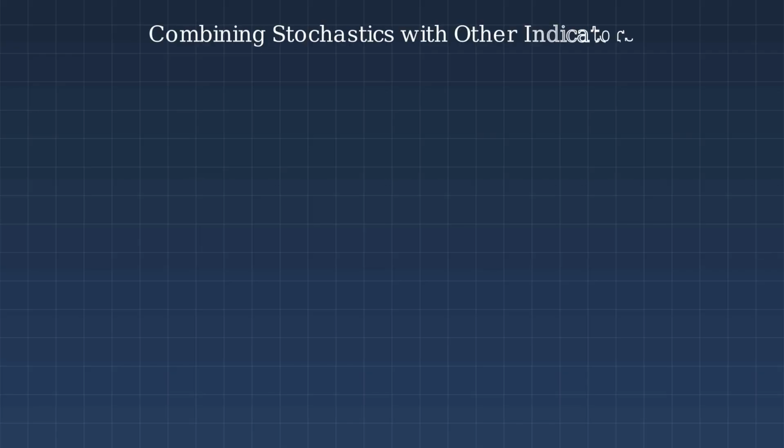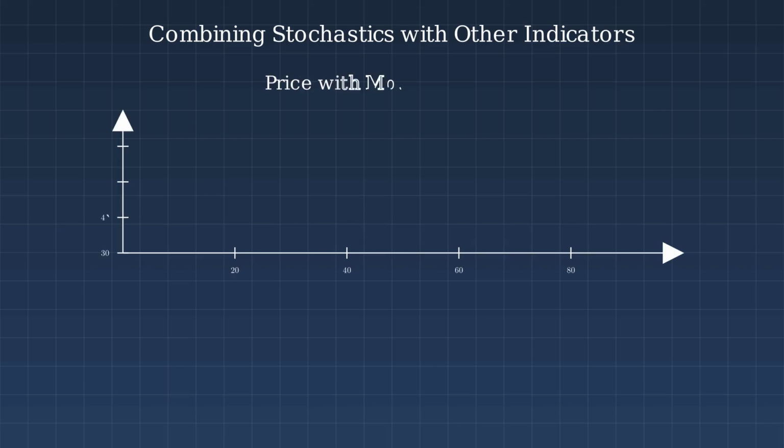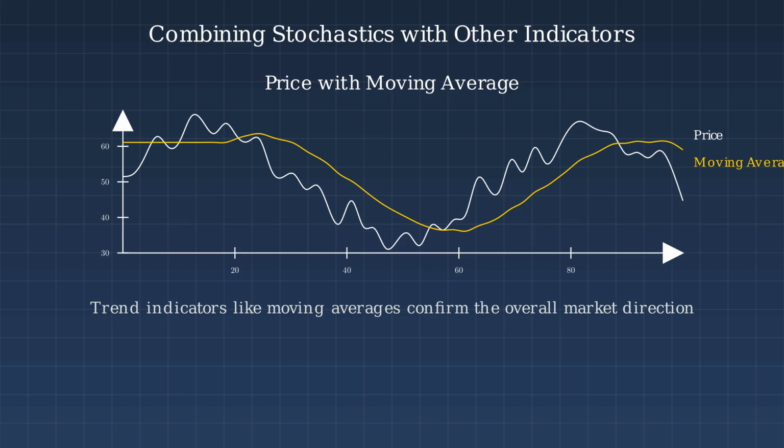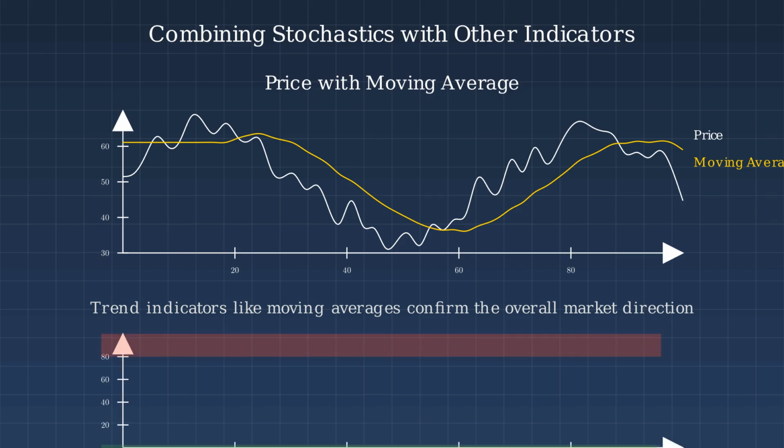Stochastic indicators work best when combined with other technical analysis tools. Trend indicators like moving averages can confirm the overall market direction, while stochastics identify potential entry and exit points within that trend. The stochastic oscillator identifies potential entry points when coming out of oversold territory and exit points when falling from overbought territory.